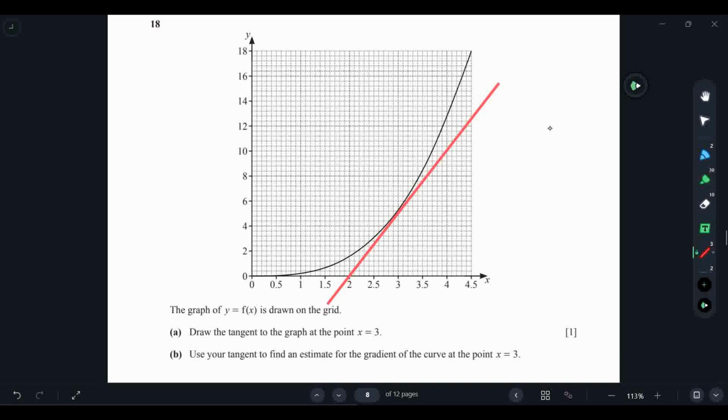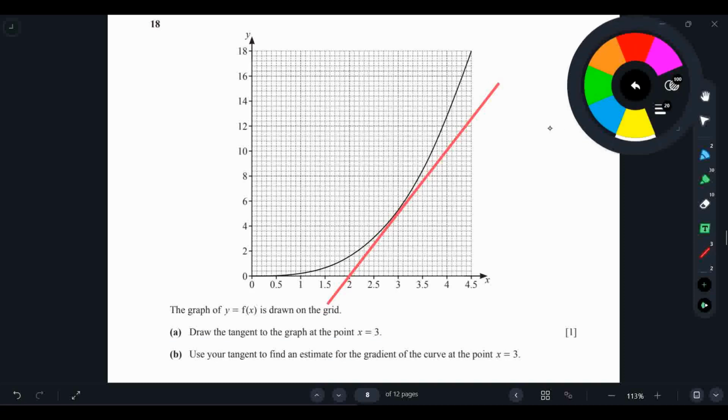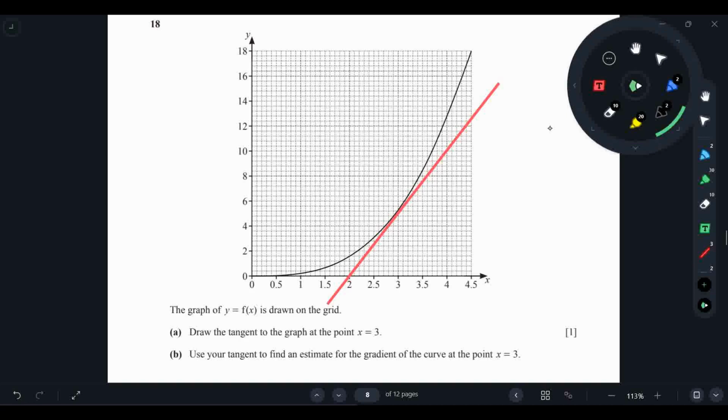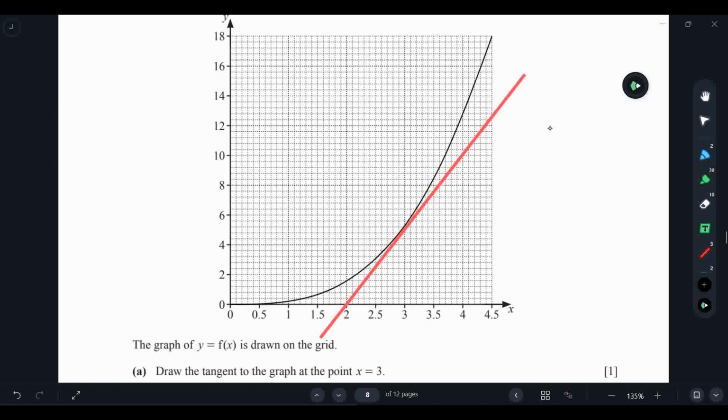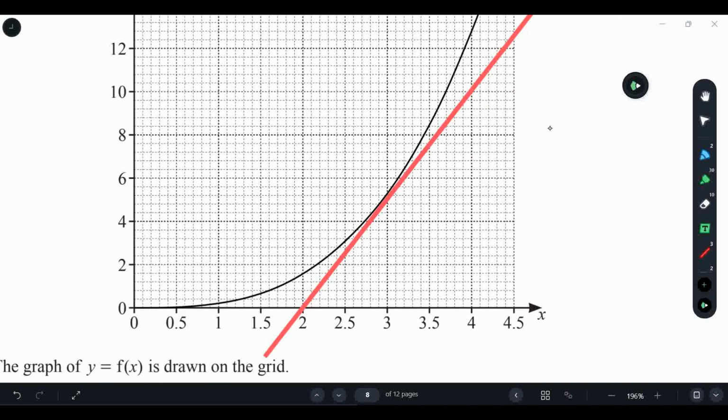Now the next one they say, use your tangent to find an estimate for the gradient of the curve at point x is equal to 3. Now we know that if we zoom in a little bit, at x is equal to 3, this is the point, okay? So 4 means 4, 1, 2, 3, 4, 5 boxes means here they will represent 5. So 5.2.